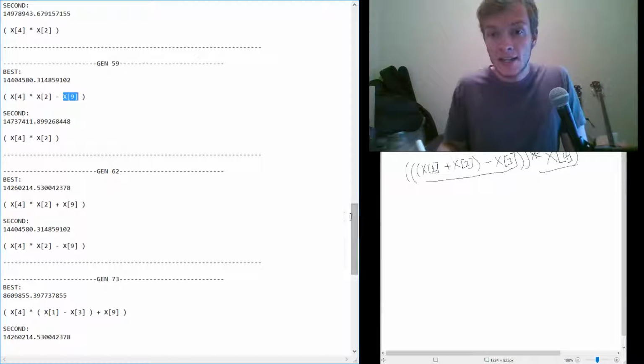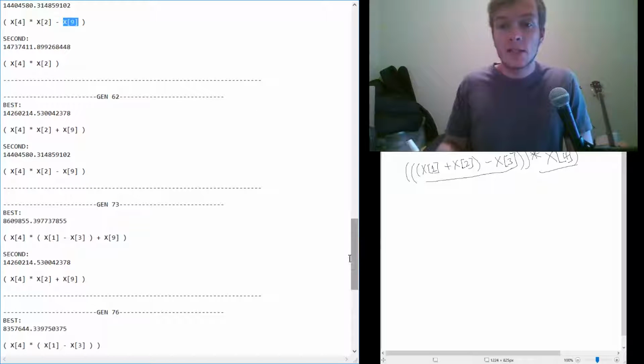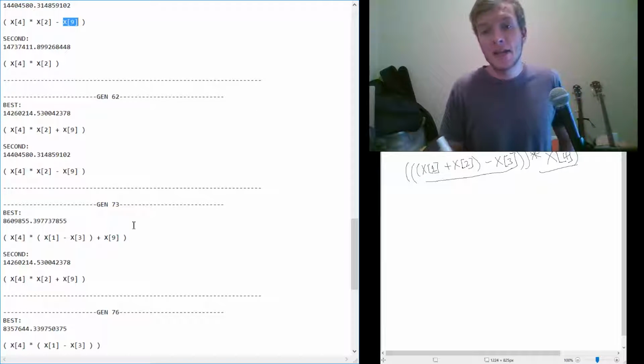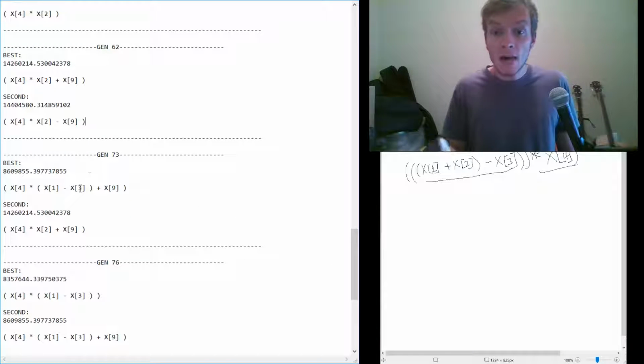The second actually compounded and then slightly mutated. I believe it took the exact equation as the best and then mutated, and then it took over the best, but then the best became the second. So we'll continue down. Now, this is a very significant equation right here because x1 minus x3 is part of our equation that we have right here. X1 is being subtracted by x3.